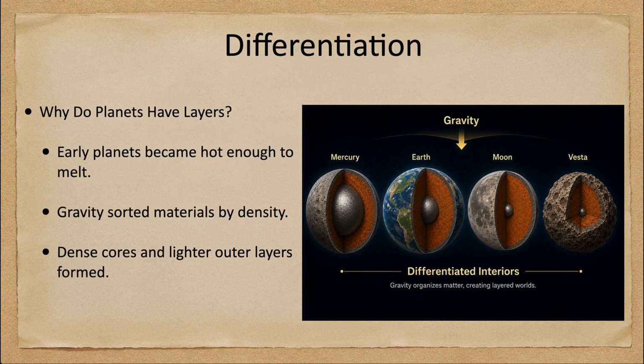Differentiation influences nearly every aspect of a planet's evolution. It determines where metals, rocks, and other materials are located. It helps shape volcanic activity, magnetic fields, and the long-term cooling of planetary interiors. Without differentiation, rocky planets would be far less complex than the worlds we observe today.